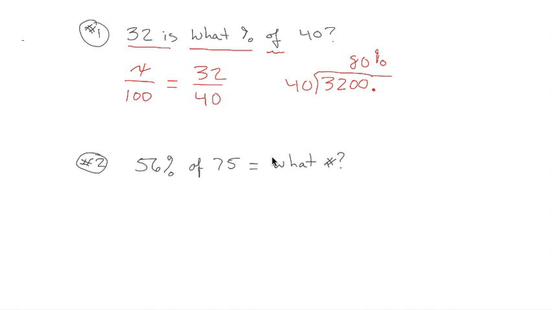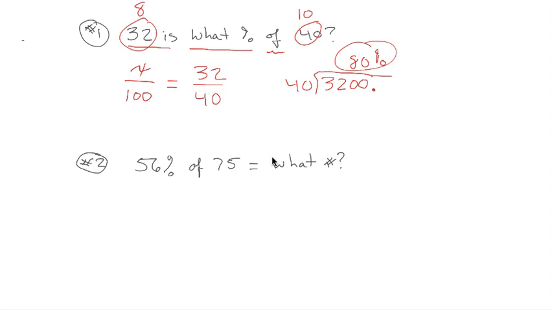Since those are both even numbers, you could simplify that problem to 16 is what percent of 20, and those are even numbers, so you could simplify that as well to 8 is what percent of 10. If you divide each one of these numbers by 4, 32 divided by 4 is 8, and 40 divided by 4 is 10, then you have a much simpler problem as well. 8 is what percent of 10? That's 8 out of 10, and that's 80%. So that's your answer.